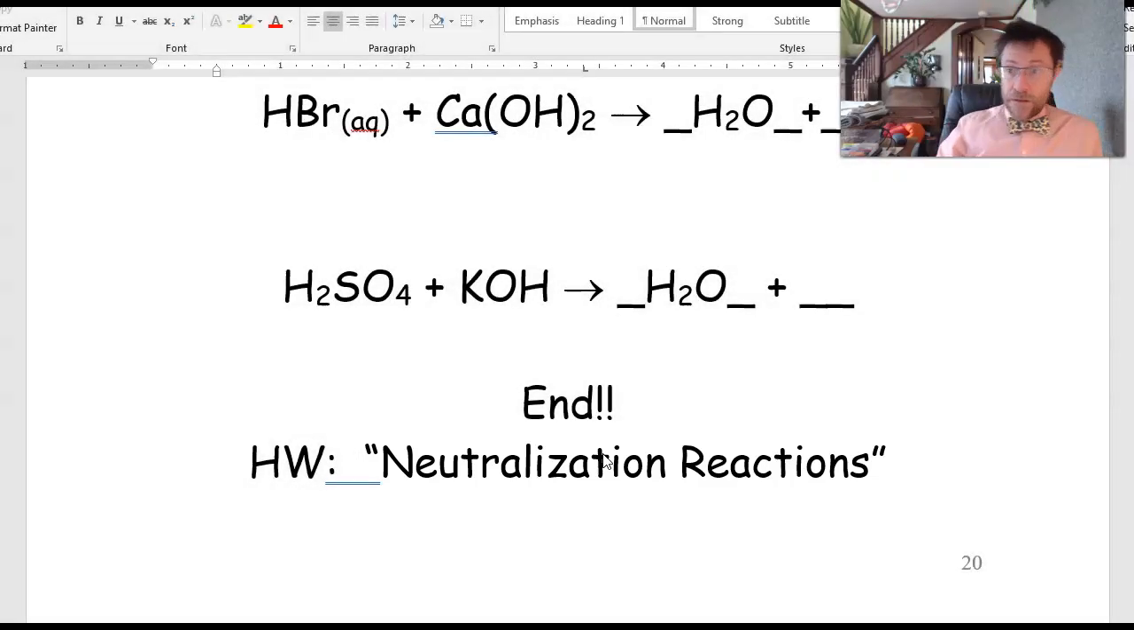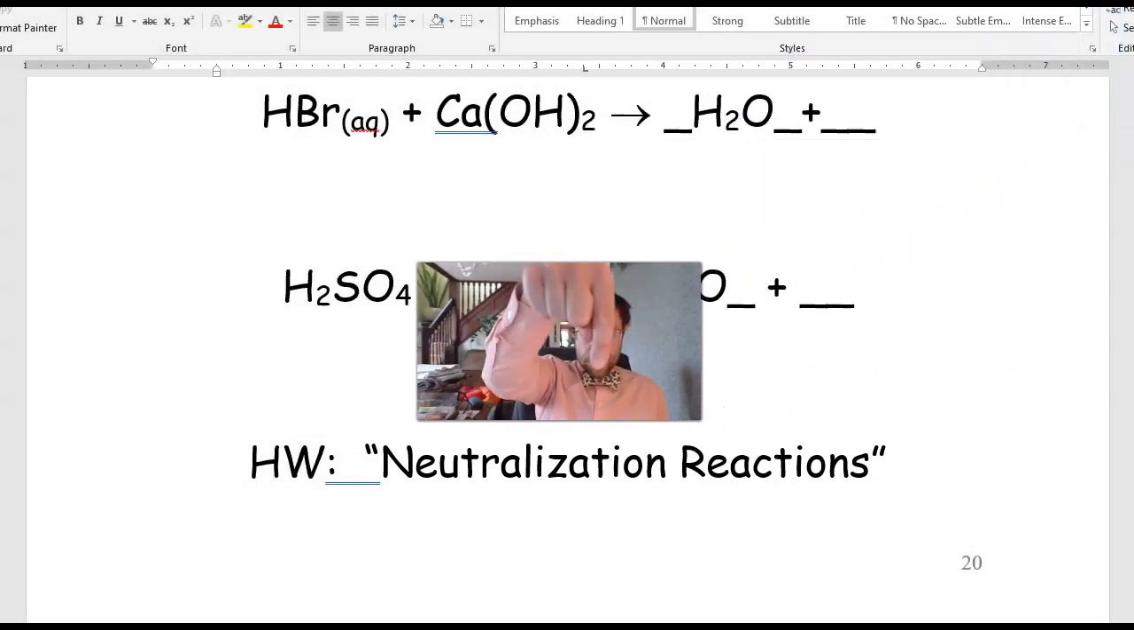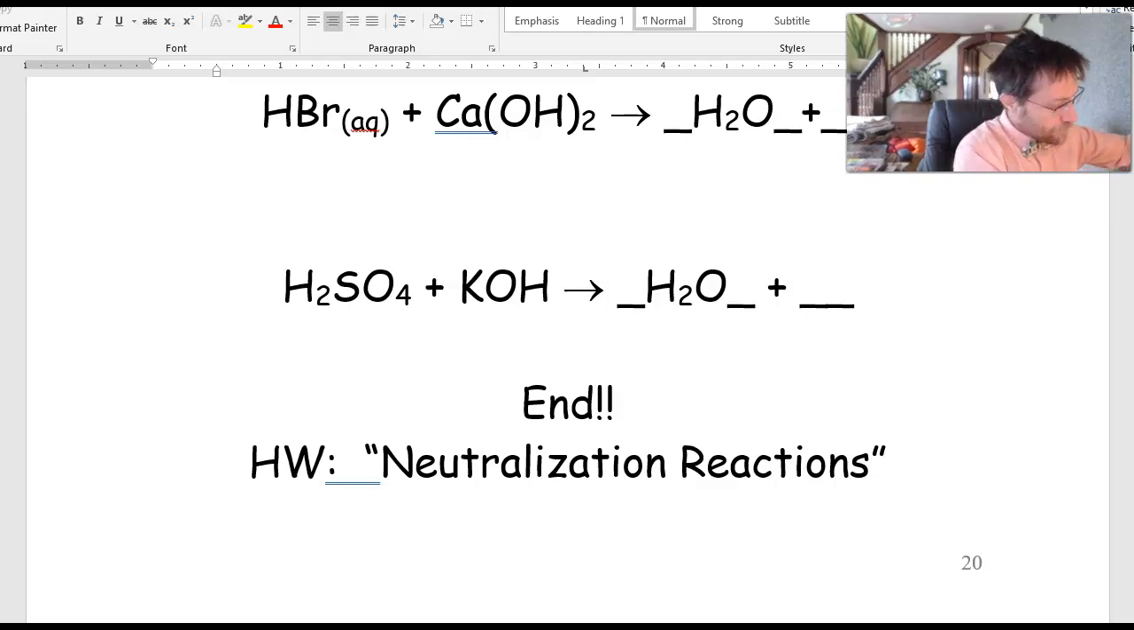Neutralization reactions. That's the one I need you guys to work on for me. There's gonna be a little bit more coming at you, and then we're gonna have a little bit of a break. It's gonna be nice. Just make sure that we're doing the right neutralization reaction. It looks like this in your homework packet.